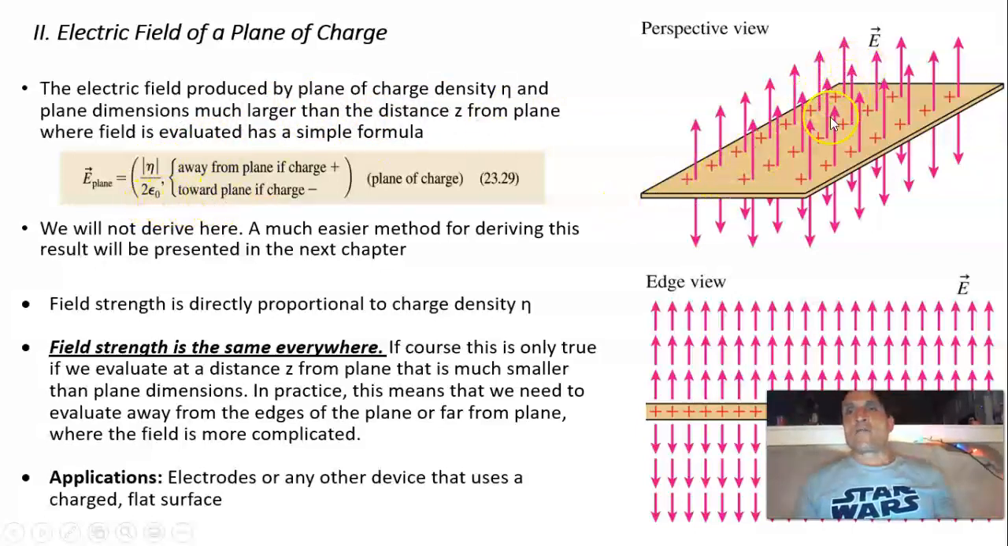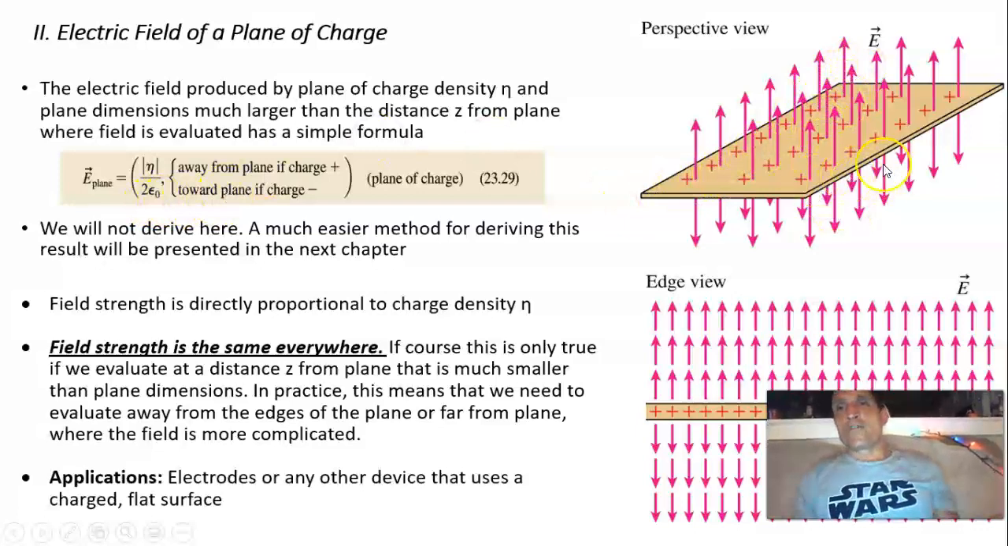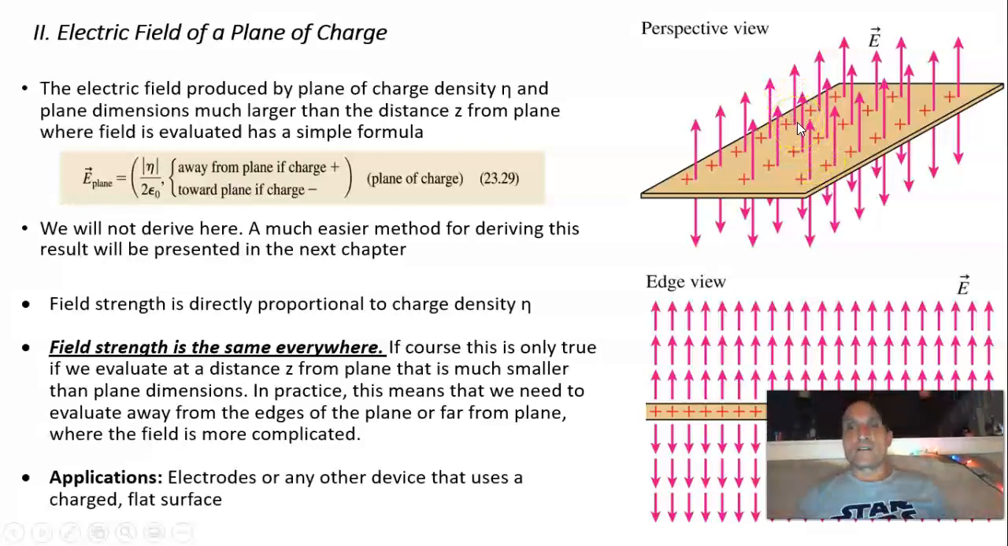And if it's a positively charged plane, the electric field on both sides points away from the plane, and if it's a negatively charged plane, the electric field vectors would be flipped, and they would be pointing toward the plane. The reason we're not deriving this is that there's a much easier way to derive it using what's called Gauss's law, which we will get into in the next chapter. So for right now, we're just going to take the solution.